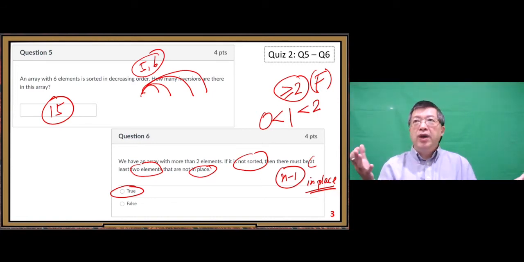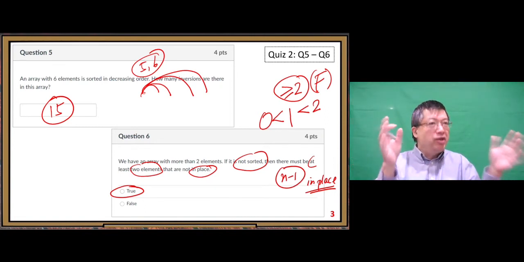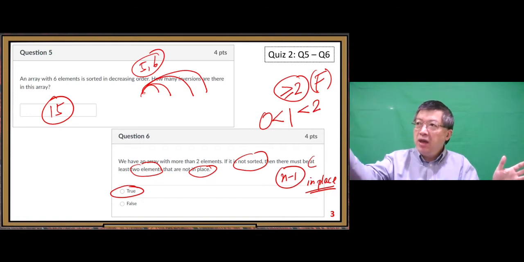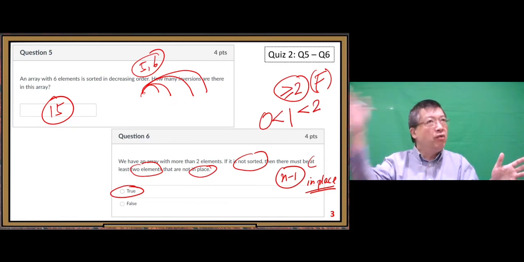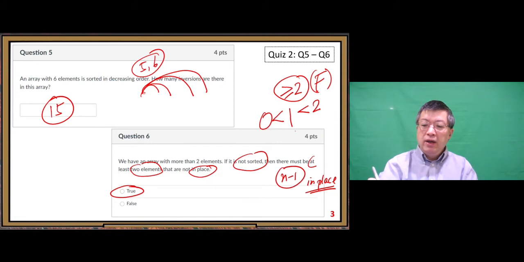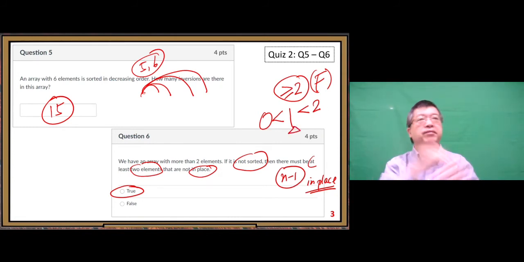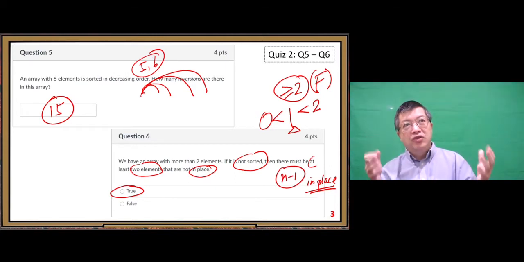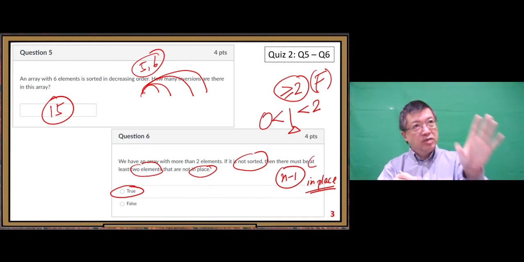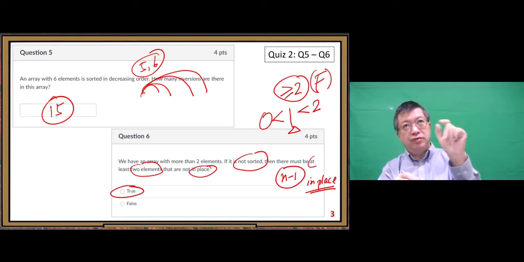Because n-1 already occupy their correct positions. Then the last one, that's the only position you can take, and that is your right position. It cannot be wrong. It must be in place. So in that way, this case cannot happen. Okay? This case cannot happen. So that's why if we use the contrapositive method, we cannot disprove it. It must be true.